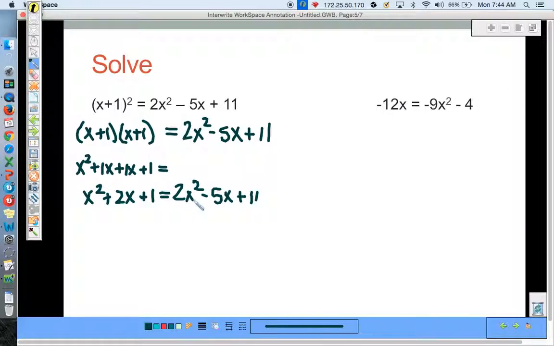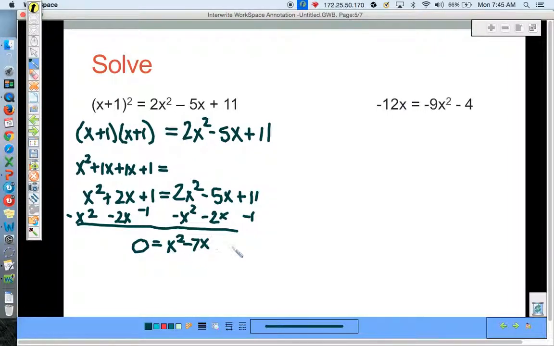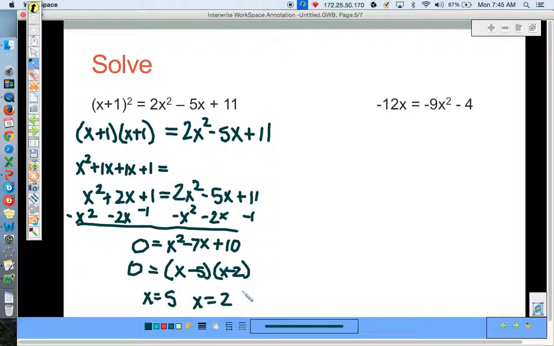And I usually like to keep that a term positive, so we could subtract the 2x squared, but I'm going to just subtract the x squared, subtract the 2x, subtract the 1. So now we have 0 equals x squared minus 7x plus 10. And again, you can box and circle. Some of you might recognize this is x minus 5 and x minus 2. So we have x equals 5 and x equals 2.